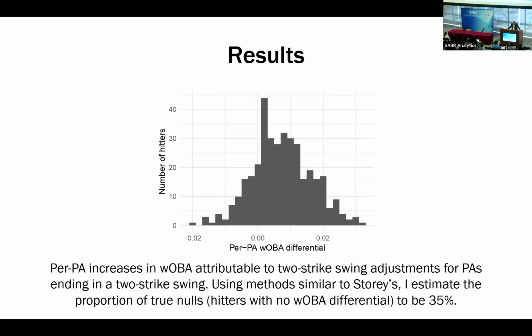Okay, so I used methods similar to Story's here to try to estimate the proportion of true nulls. That estimated proportion is around 35%. So the statistical power of this model could probably stand to be improved a little bit. We saw that the vast majority of hitters are making some sort of adjustment, and I don't buy that two-thirds of them are not getting any results due to these adjustments. So there's still some refinement to be done here, I think. But we're already detecting changes for two-thirds of hitters, so it's a good start.